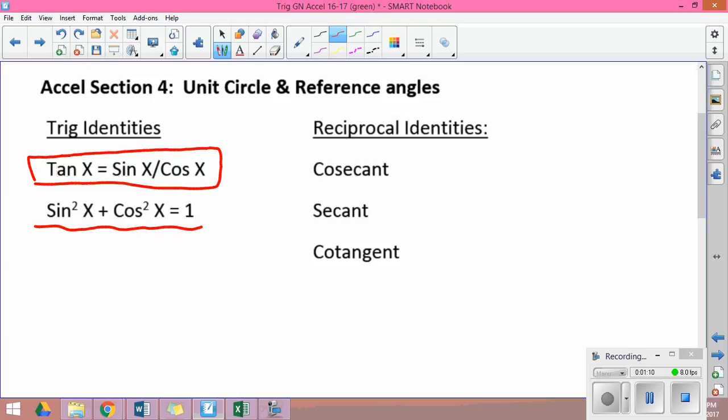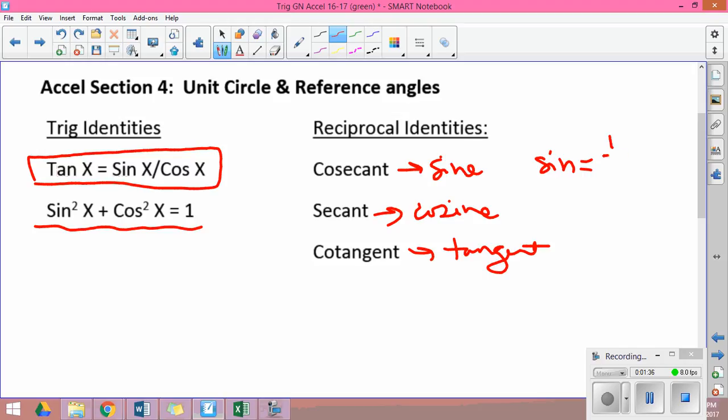There are 3 other trig identities, and they are reciprocals of the 3 you know. The cosecant is the reciprocal of the sine. Secant is the reciprocal of cosine, and cotangent is the reciprocal of tangent. So really what we can say is that sine is equal to 1 over cosecant. Is that the right abbreviation? Cosecant.